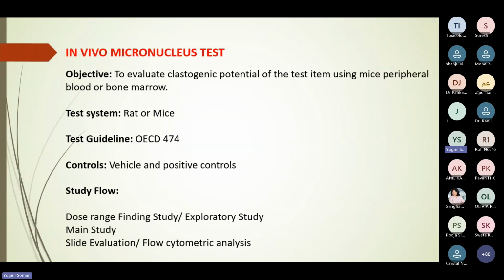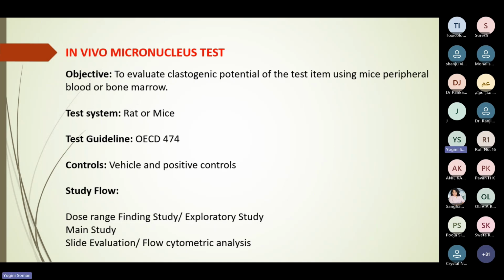Then test concentrations, a minimum of three test concentrations, and the positive control. And if there is no sex-wise difference, then you can include only one sex for the evaluation. There is a slide evaluation for the manual method for bone marrow, basically. And if it is the flow cytometric method, then it is an automated method.